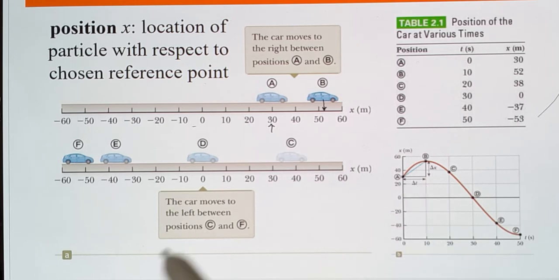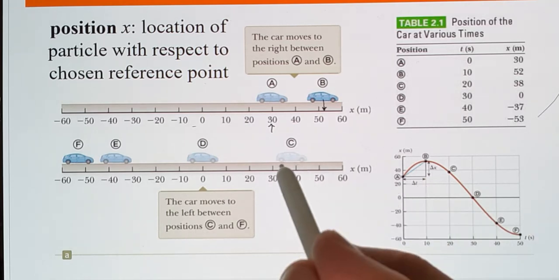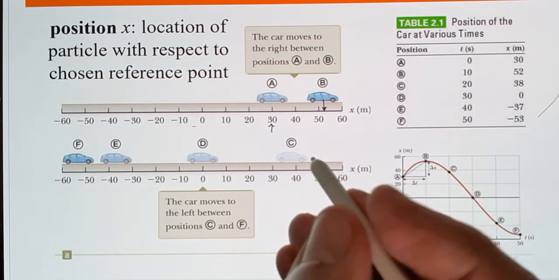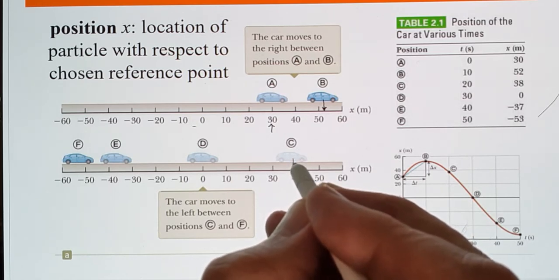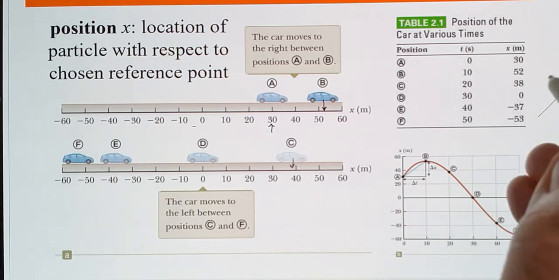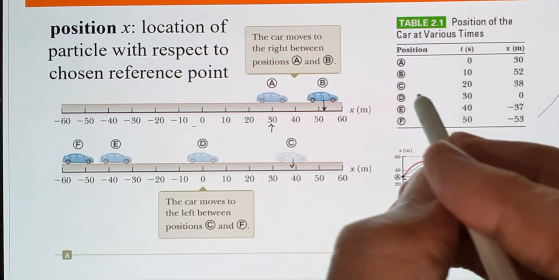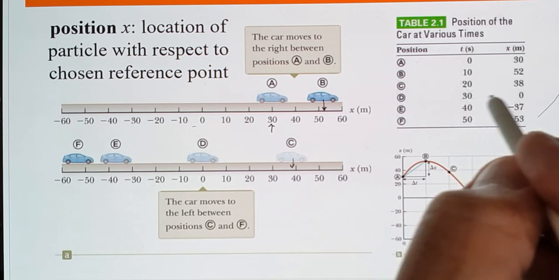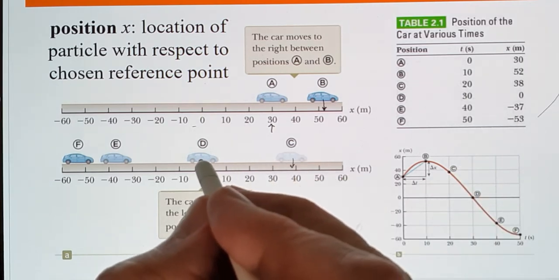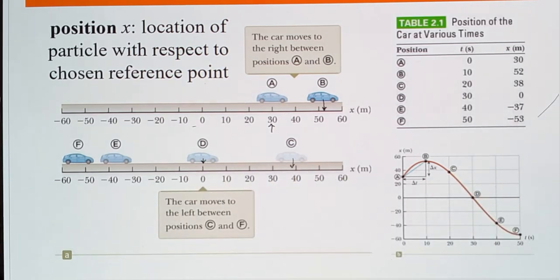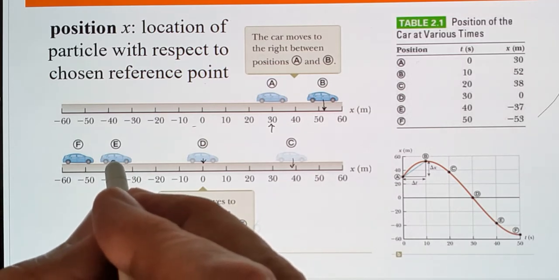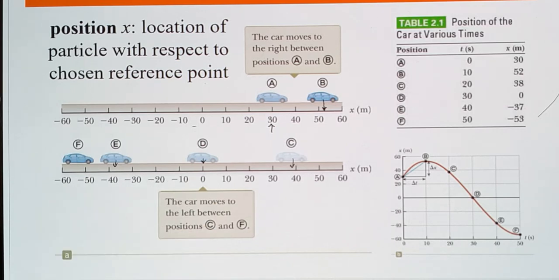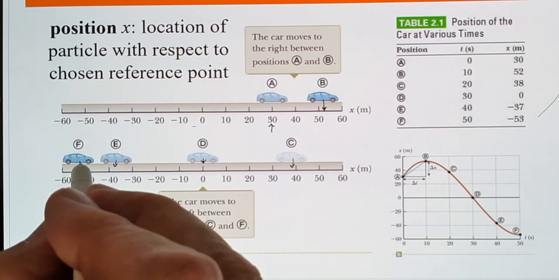After another 10 seconds, the car went to C. So C, the car handle, is here. It's 38. After another 10 seconds, so 30 seconds, the car returned back to 0. After another 10 seconds, the car is now at minus 37. And after 50 seconds, the car is at minus 53.